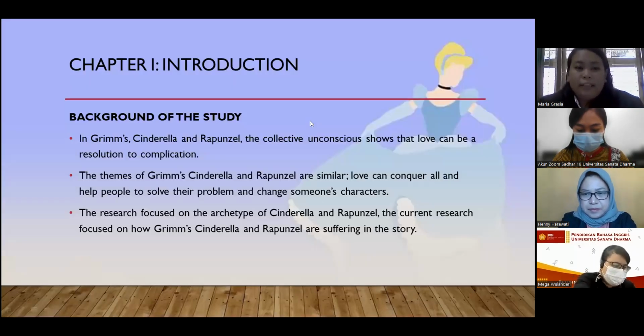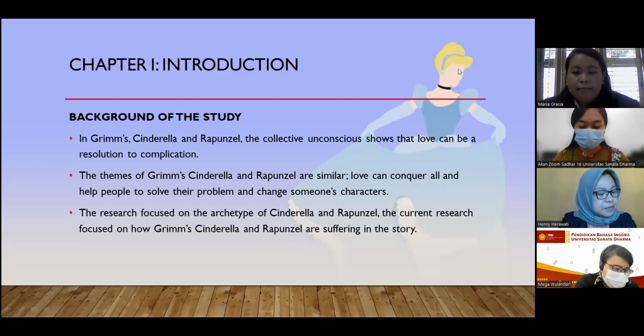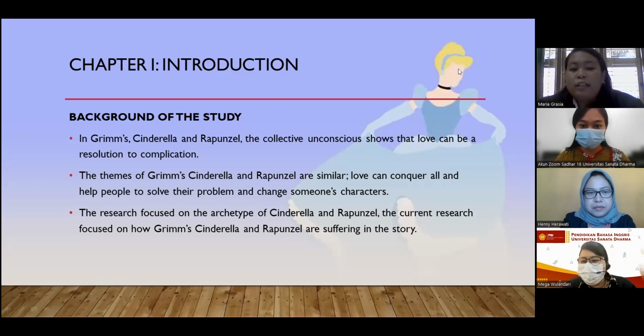Chapter 1, Introduction. Background of the study. The first, in Grimm's Cinderella and Rapunzel, the collective unconscious shows that love can be a resolution to complication. The second, the themes of Grimm's Cinderella and Rapunzel are similar. Love can conquer all and help people to solve their problems and change someone's character. The last one, the research focuses on the archetype of Cinderella and Rapunzel. The current research focuses on how Grimm's Cinderella and Rapunzel suffer in the story.